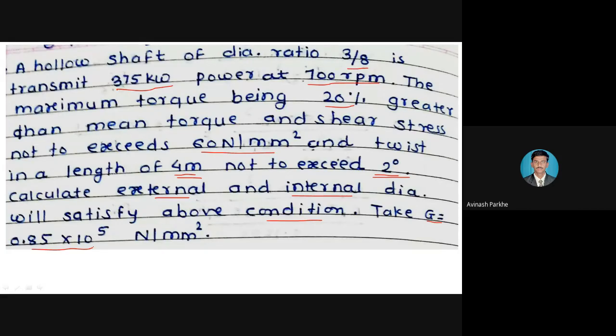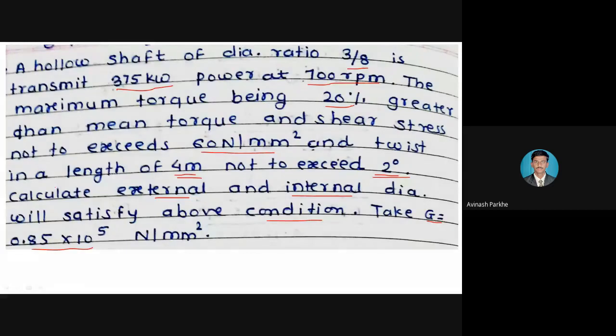If you read this particular statement, the hollow shaft is given, diameter ratio means di upon do 3/8 given, power 375 kilowatt is given, speed capital N is equal to, this is not 700, it is only 100 rpm. Please keep in mind power at 100 rpm. Capital N is also given, 100 rpm. Maximum torque being 20% greater than mean torque.